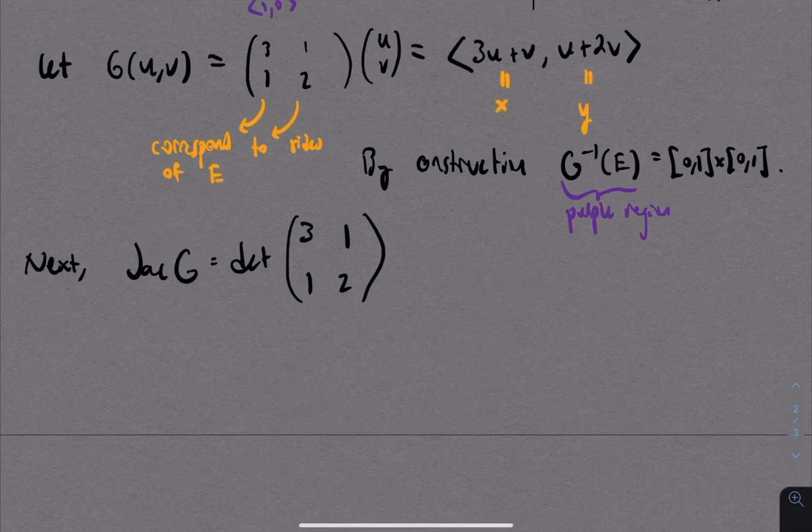Not really surprising that that's literally the same matrix as this. This happens precisely because this is a linear change of variables. This determinant is going to be 6 minus 1, which is 5.